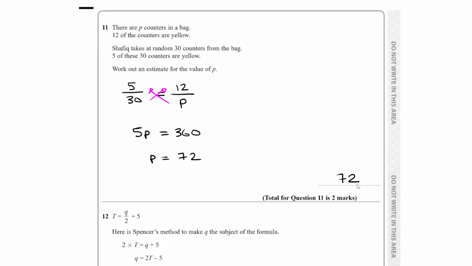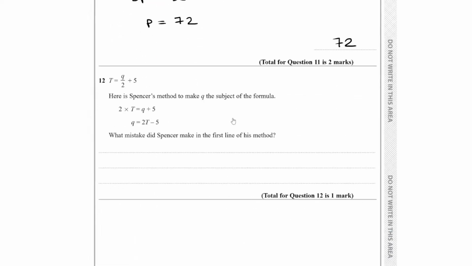Yep, you got 72. Everyone seems to have got 72. That's good. Perfect. However you want to set up that equation is fine, but as long as you get 72, then that should give you the marks.